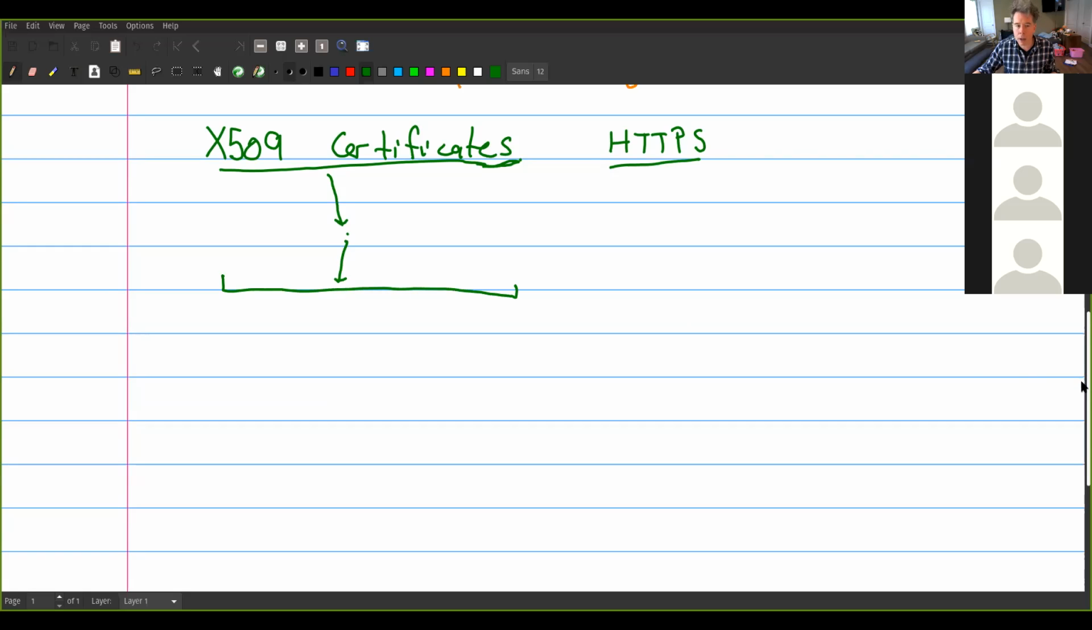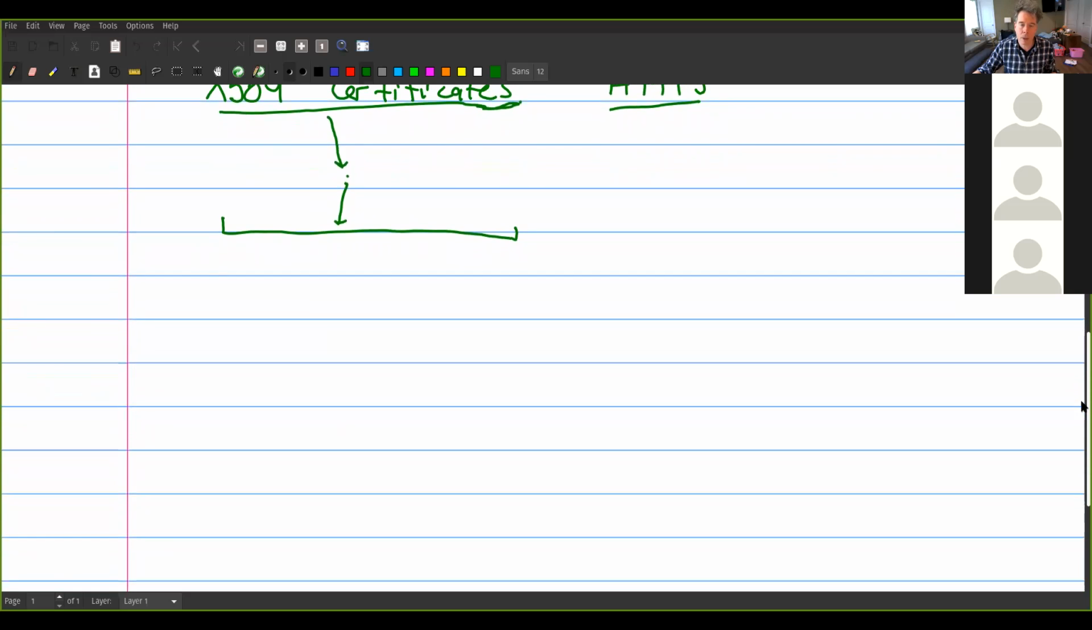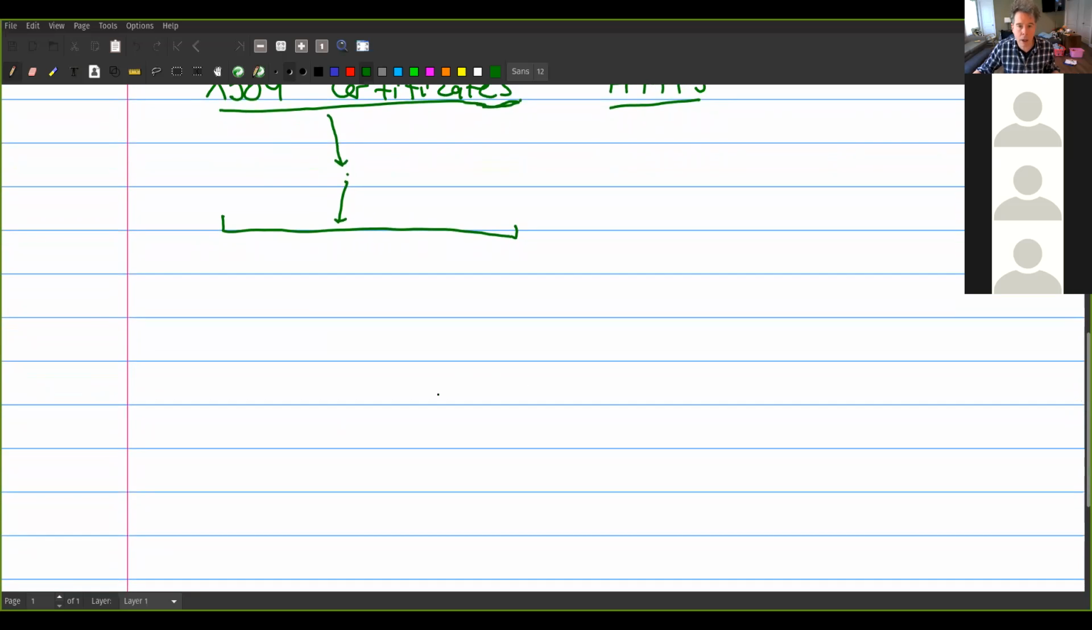And we're not going to talk about it in detail. There's a whole chapter of the textbook on it, but we're definitely not going to have time for it. But it's important to vaguely understand how that works.